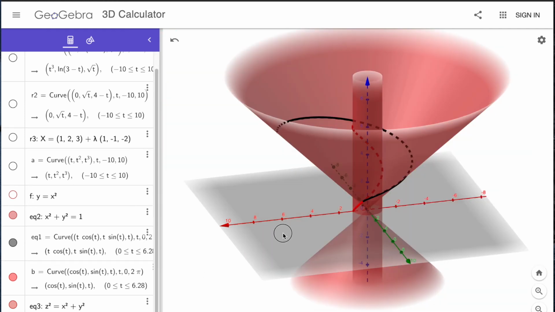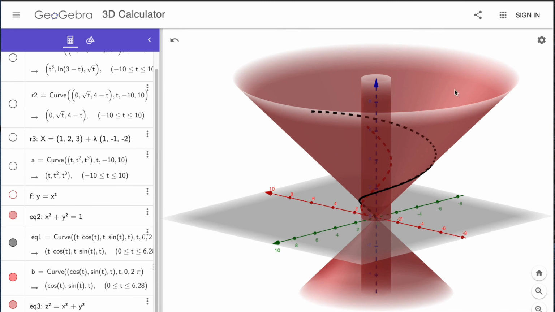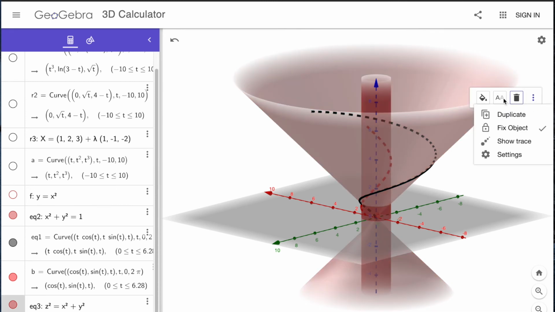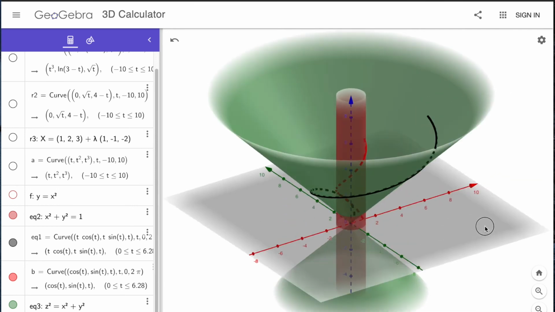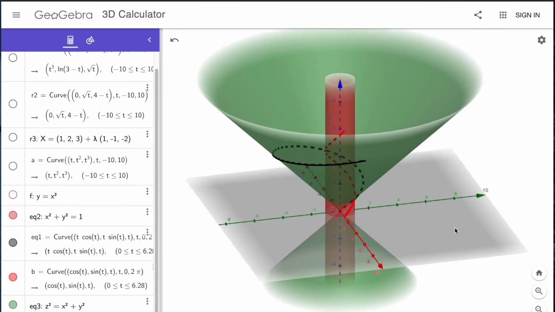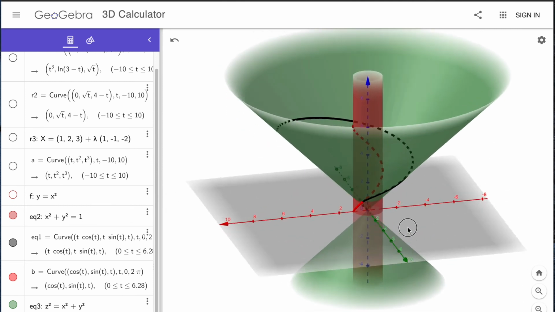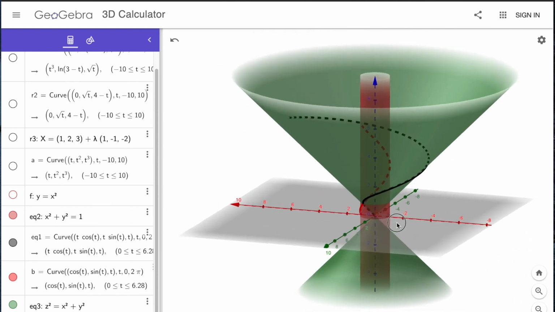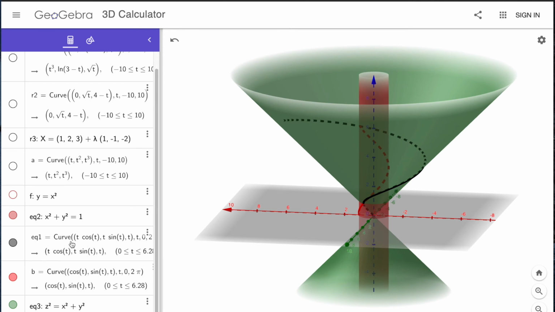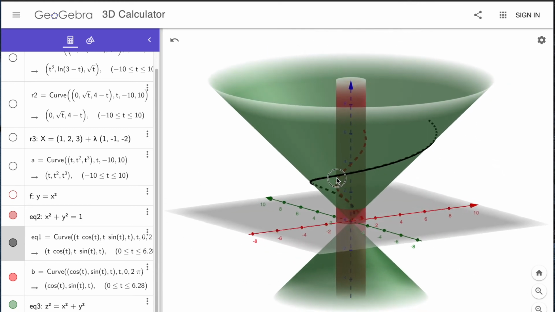I do want a different color there. Sometimes it's easy, sometimes it's hard, right? So Christmas colors, I guess, red and green, but we can see that, again, our second helix, once I have these other coefficients, t cosine t, t sine t, now we're getting further and further, and we're traveling along the cone.